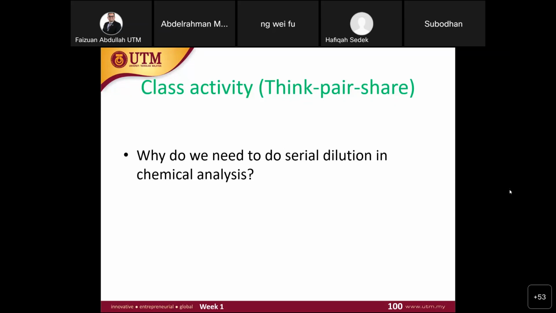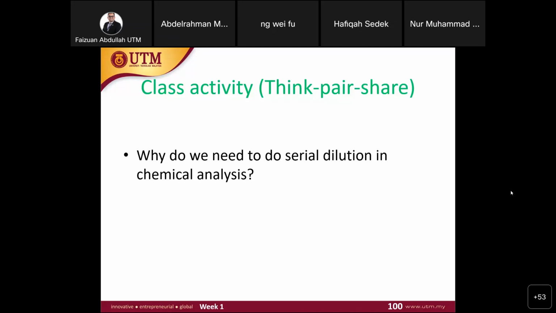Get the required concentration. To get what? The required concentration. To get the required concentration. Yes, okay. Also a good answer. Right, and then Nur Muhammad Aiman. Where is Nur Muhammad Aiman? Aiman, where are you? Yes, doctor. So why do we need to do serial dilution in chemical analysis?